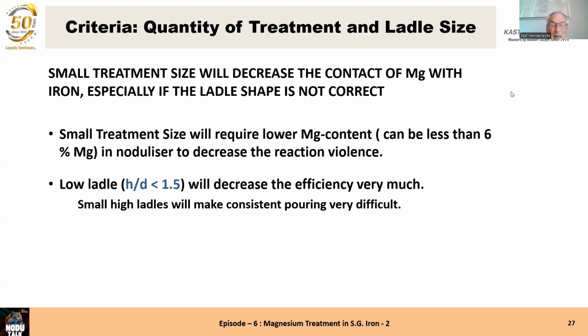And anyhow, the ladle should be filled and must be more than 1.5 concerning height to diameter. Small and high ladles, because you can do it, you can have a small ladle and a very high one to meet that requirement of 1.5, but pay attention, because your people in the foundry will complain that it's very difficult to pour a cast with a high small ladle.